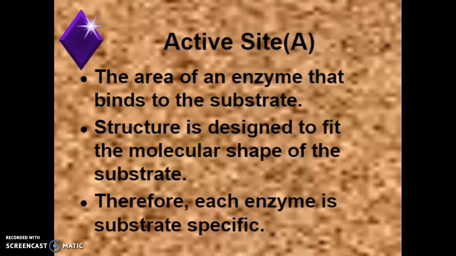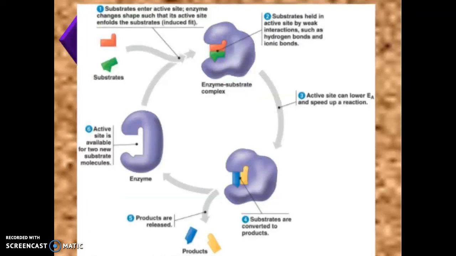Key part of the enzyme is the active site. That's where the enzyme and the substrate are going to interact. Like it says here on the slide, the structure is designed to fit the substrate, so each substrate has a specific enzyme. And often one substrate might have multiple enzymes for different processes. Here's a picture that shows kind of what I'm talking about.